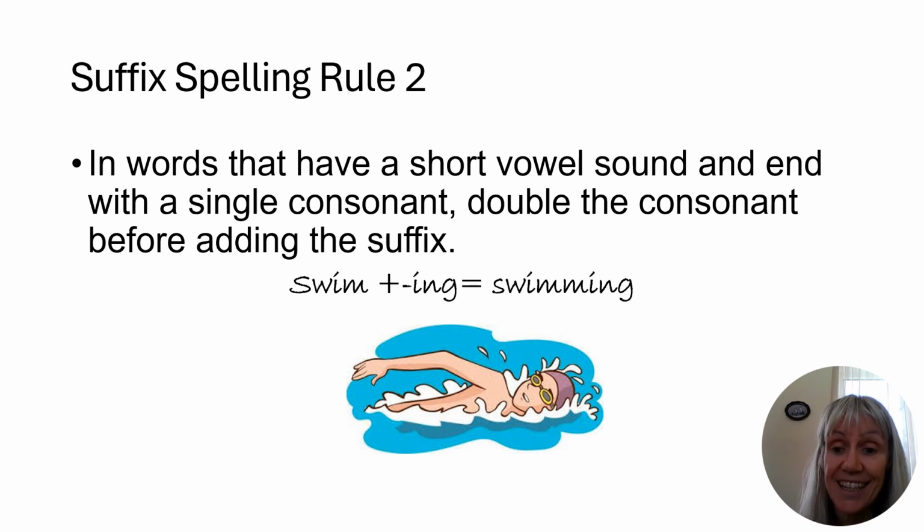So, in the action word swim, we're not hearing the I, we're hearing the short version of it, the S sound, swim, and it ends with one M. We double the M before adding the ing. So swimming, we double the M. We now have 2 M's, S-W-I-M-M-I-N-G, meaning that I am swimming in the pool now.